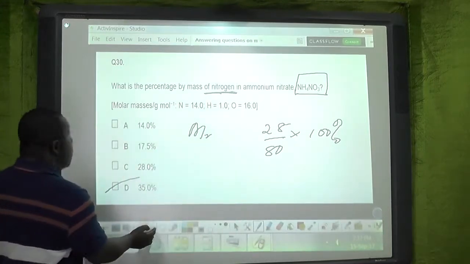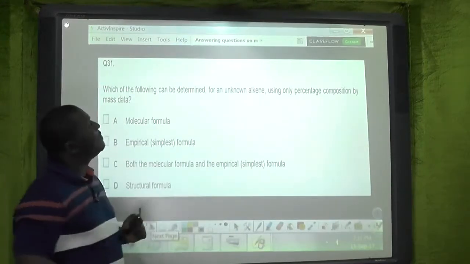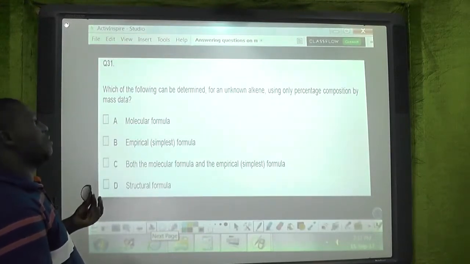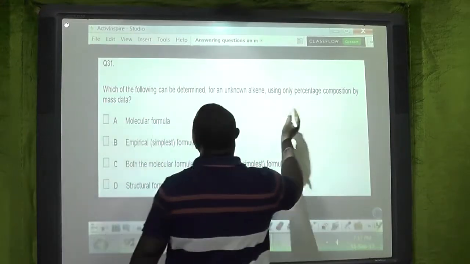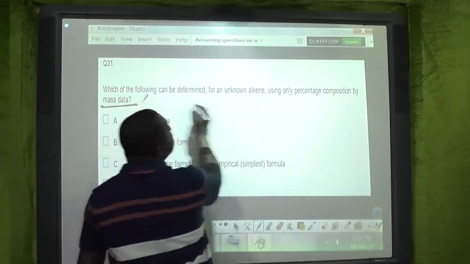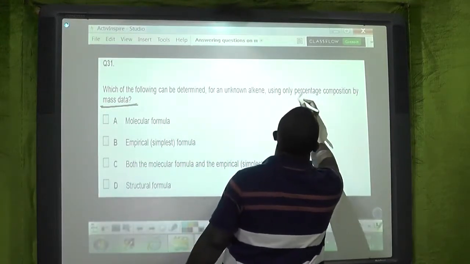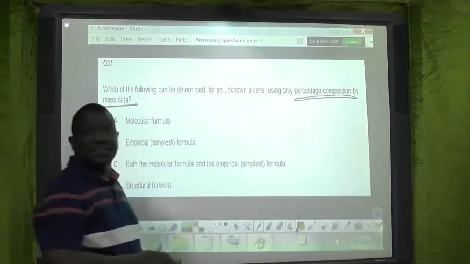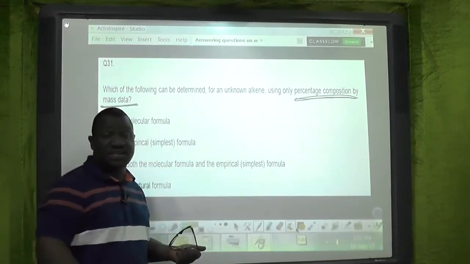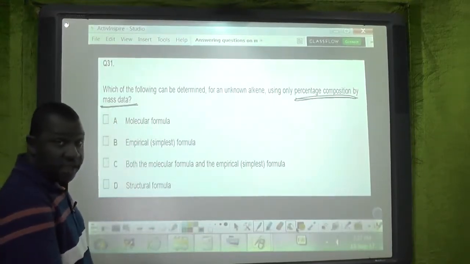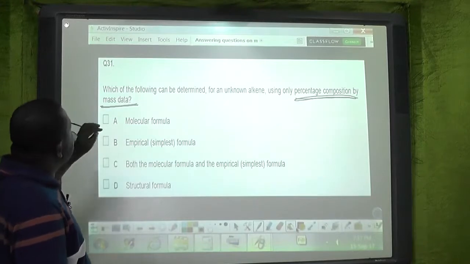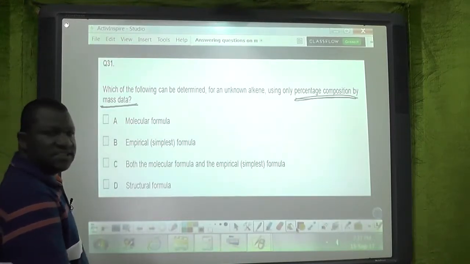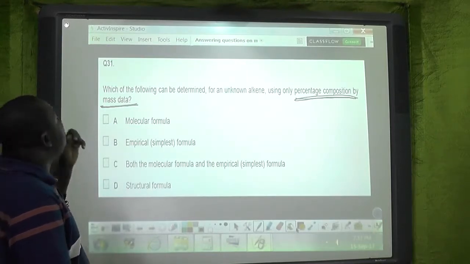Correct. D. Correct. 31. Which of the following can be determined for an unknown alkene using only percentage composition by mass? You don't need to be told. Even a blind man knows this. I'm sorry, I'm not insulting the blind people. Many of them are very intelligent and they get first class in the university. They get A star in their A-level exam. No matter what, this is very easy for any A-level student, even an IGCSE student.